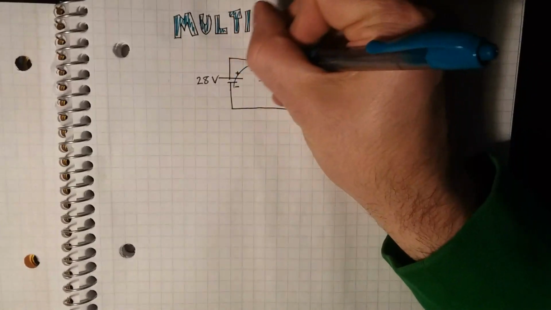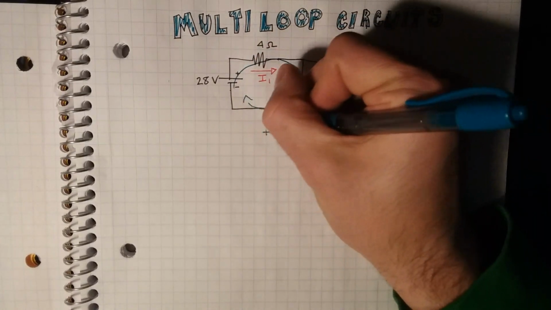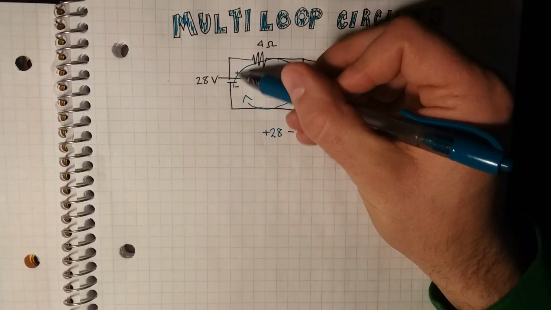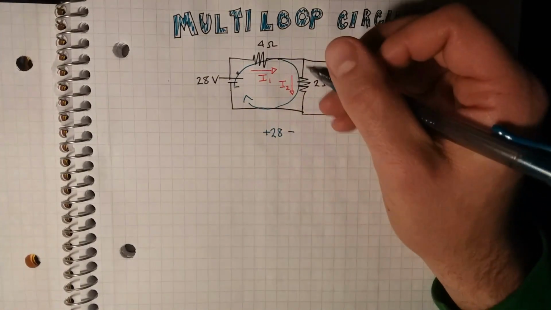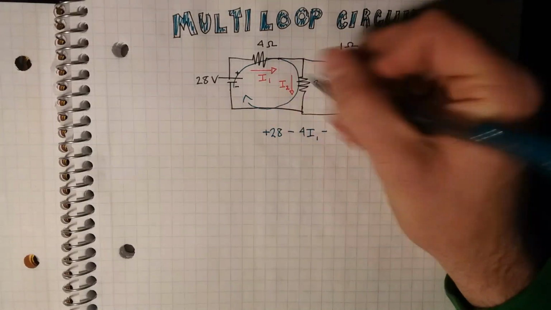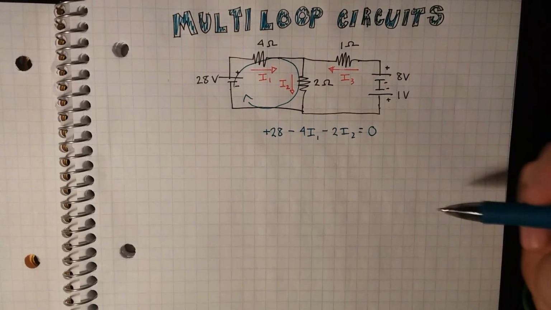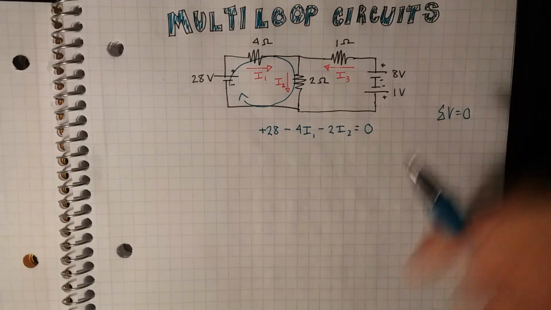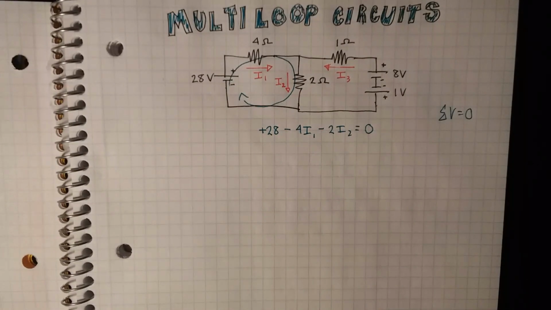So, now to look at some of those loops. Here, let's look at this first loop, which I'll draw right here. And I'll say that this is plus 28 minus, because we are going in the regular direction, downstream, down that current, higher potential to lower potential, where that flow of positive charge is going, minus 4I1 minus 2I2 equals 0. That is 100% true, totally the case, has to be true. That is Kirchhoff's voltage law. But the problem is, I can't solve it. It's got an I1 and an I2.